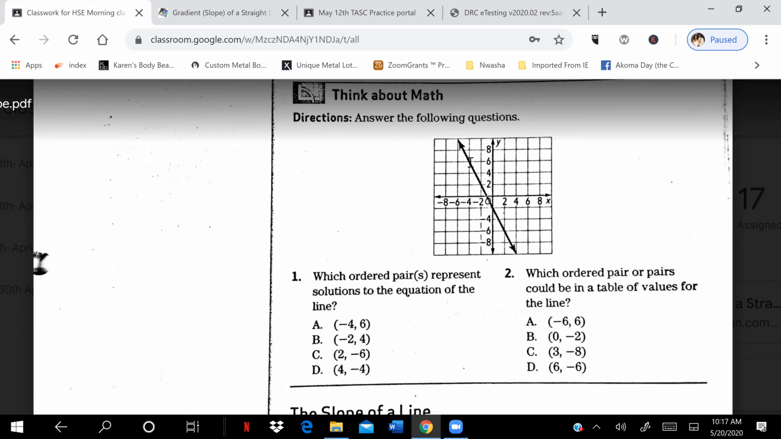Now you're going to (-2, 4). Is that point on the line?